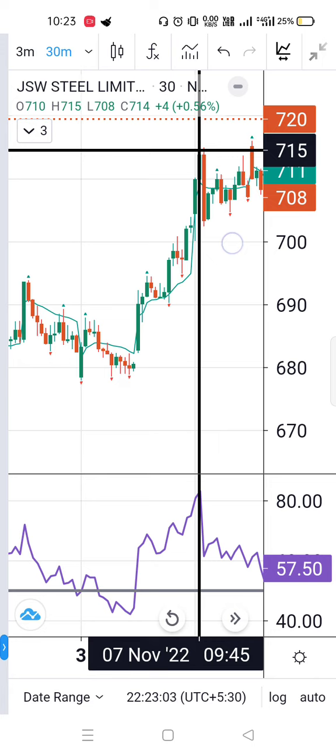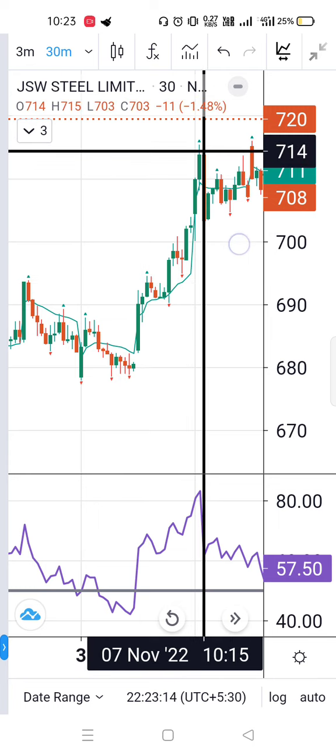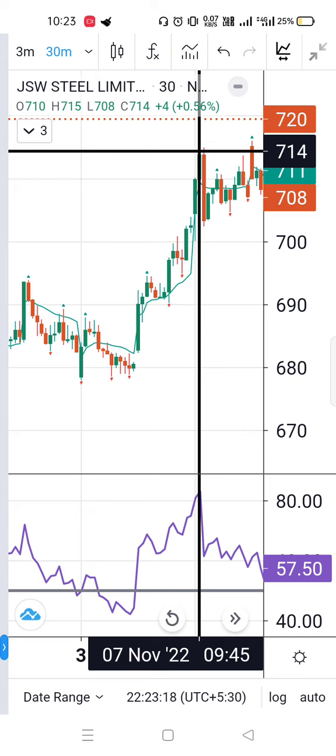So obviously the 20 rupees have given a very good momentum, that is a 3% profit. If you are taking a trade on 4th November, you need to book a profit at 714. Hardly you'll be having 20 rupees, meaning 3% profit. So not even bad, you'll be having 2% profitability there.